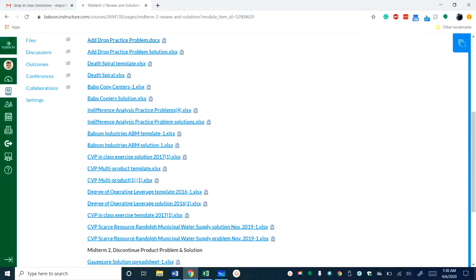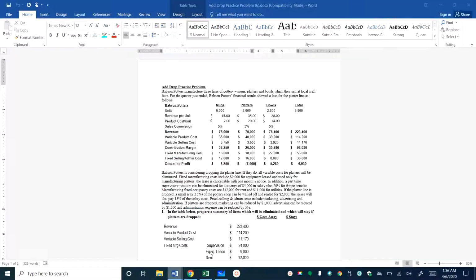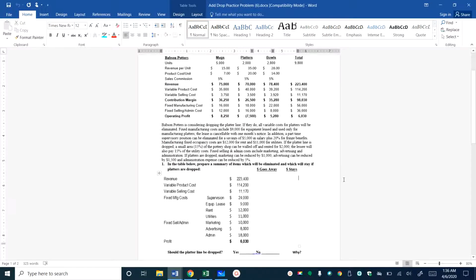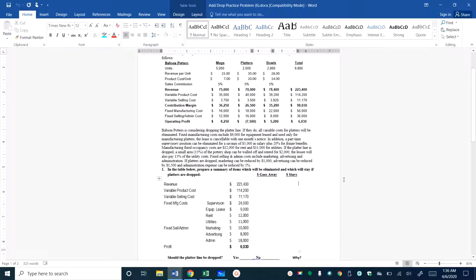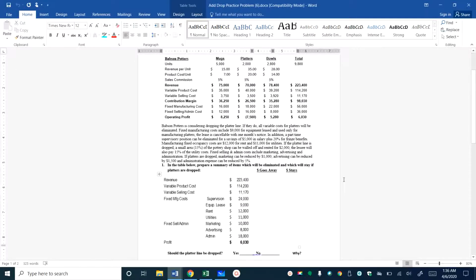Okay, so for relevant cost problems, we're going to go back to session 15 and we're going to work on the add drop practice problem. So when we pull that up, it's going to look like this. If you would like, why don't you try and get started on it? I'm going to cut off the top there, but it doesn't really matter. All you need is this.